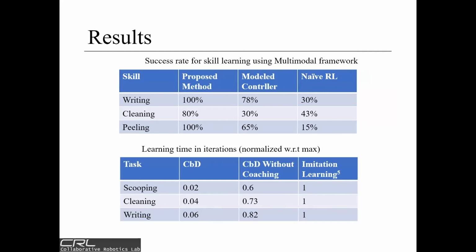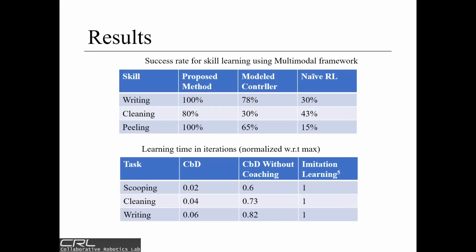So here are some results based on our framework. The first is the results for the skill learning framework itself. And as we see, the skill learning framework achieves an average performance of 93%, which is significantly higher than just using a modeled controller or using naive RL methods where you can formulate a hand-shaped reward and just use RL for learning.